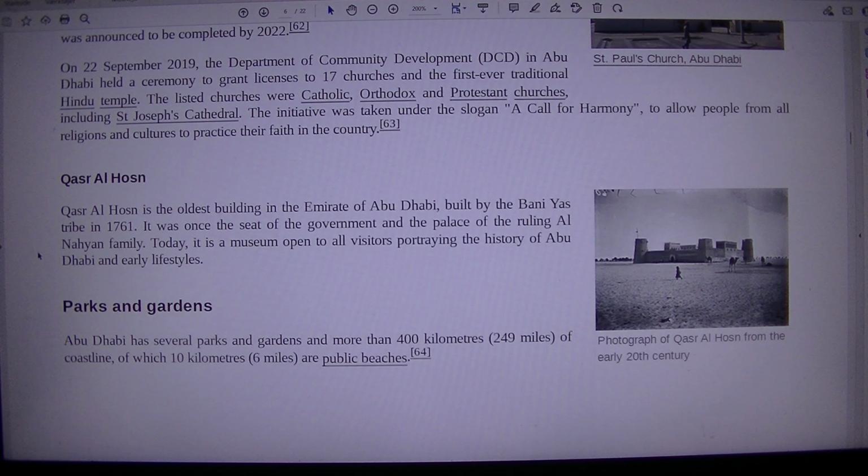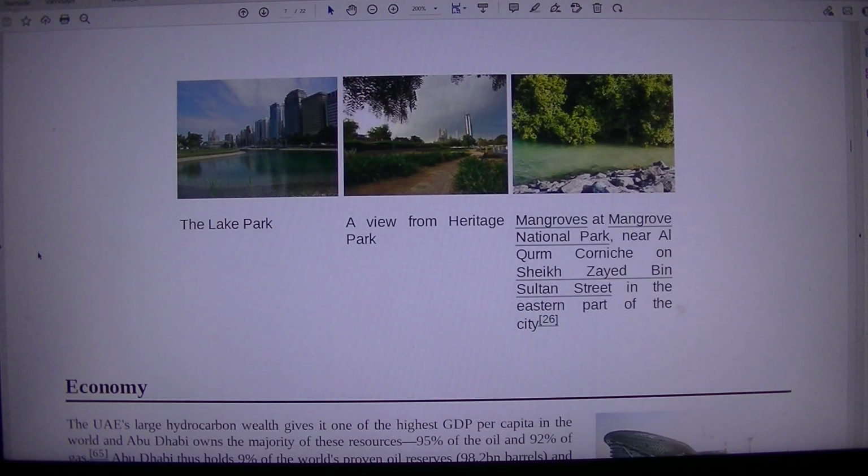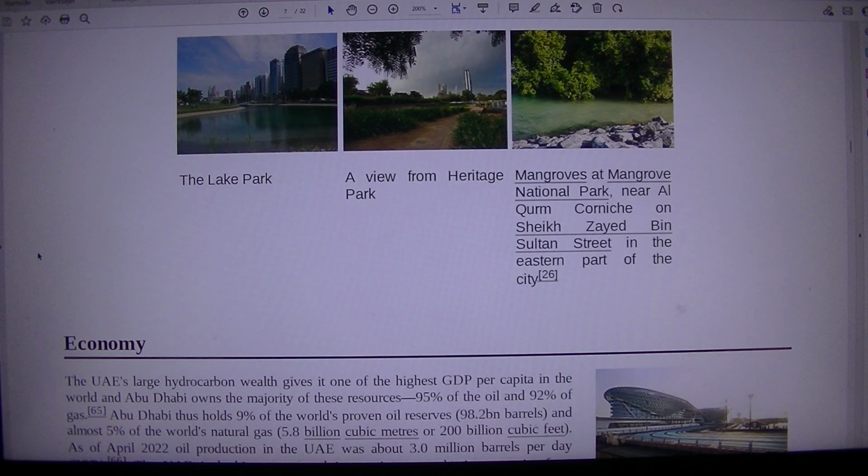Parks and gardens. Abu Dhabi has several parks and gardens and more than 400 kilometers, 249 miles, of coastline, of which 10 kilometers, 6 miles, are public beaches. 64. The Lake Park.